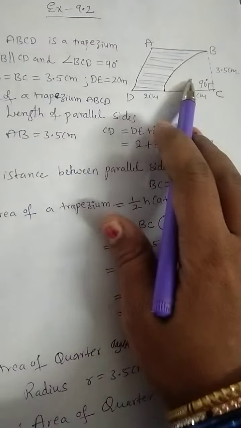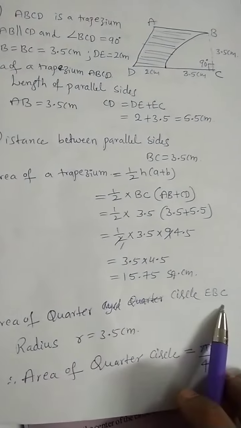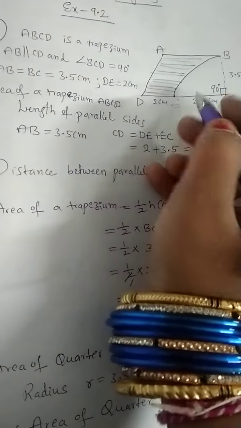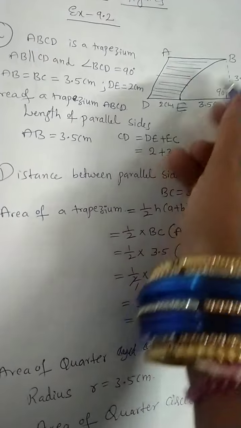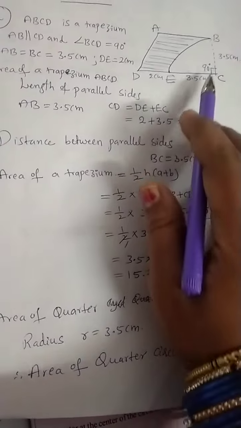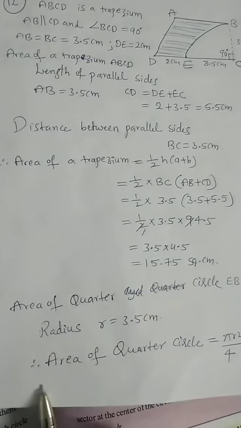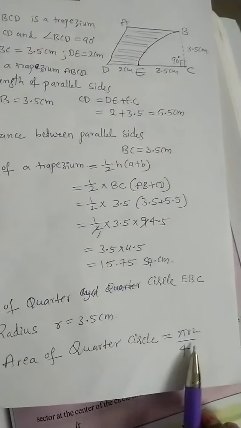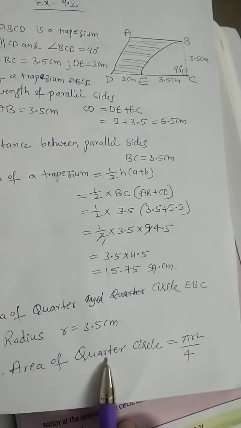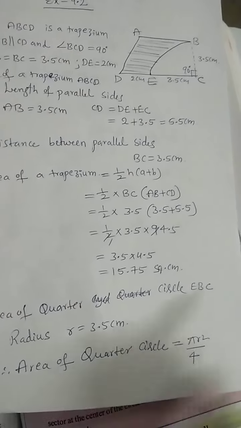After that, you can calculate the area of the quarter circle EBC. Here the radius r is equal to 3.5; the radius of the quarter circle is 3.5, from here to here. The area of a quarter circle formula is pi r square by 4. Why? Because the area of a circle is pi r square, and a quarter means one fourth of that area of the circle. So pi r square by 4.